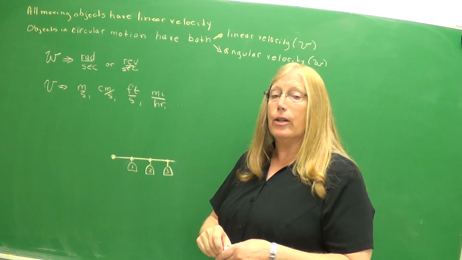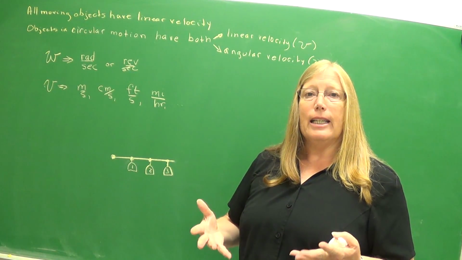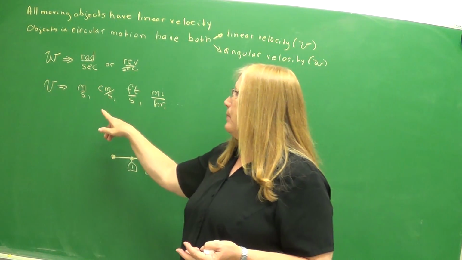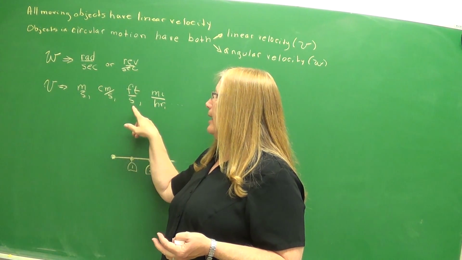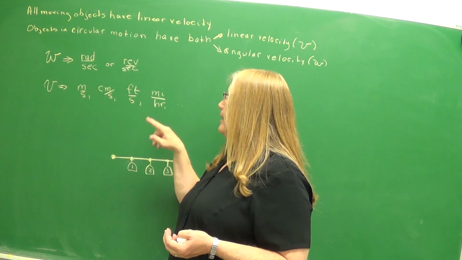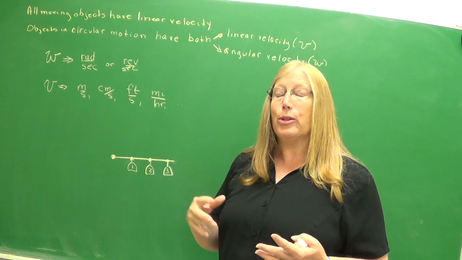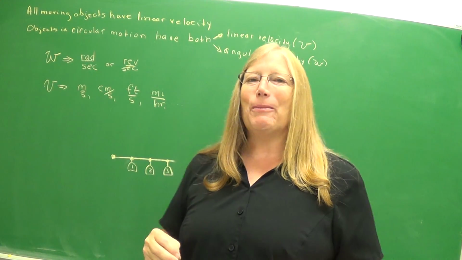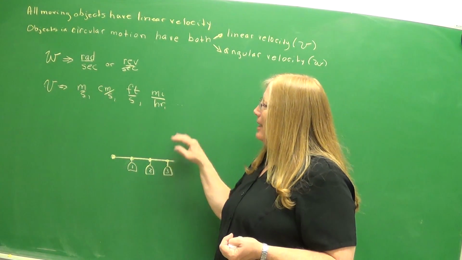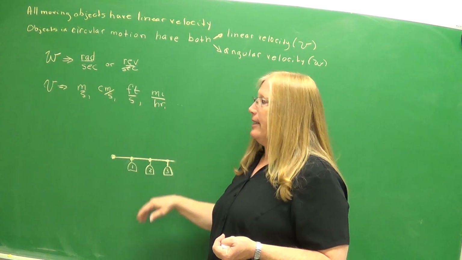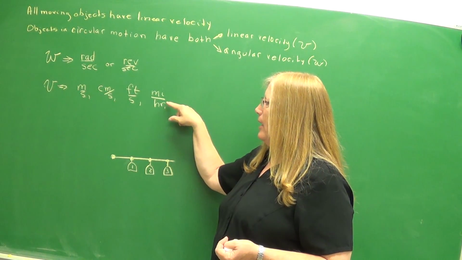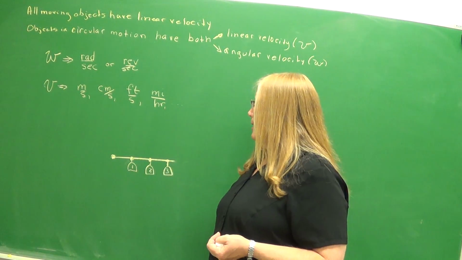Velocities in a linear direction are the ones we're used to seeing, like meters per second, centimeters per second, feet per second, miles per hour. So these are typical linear velocities, always a distance divided by a time.